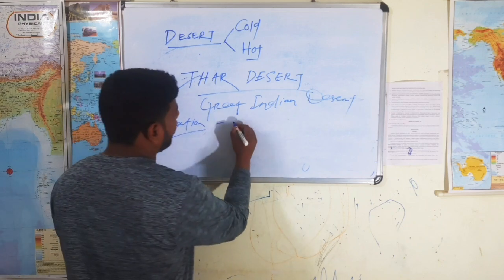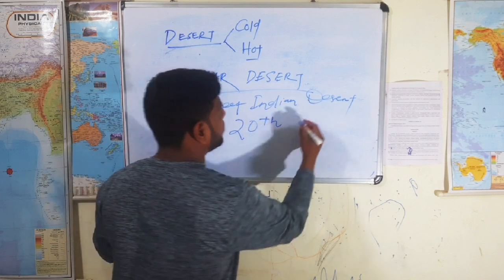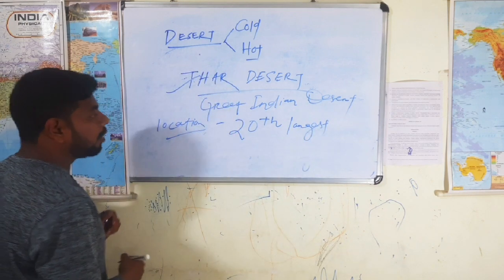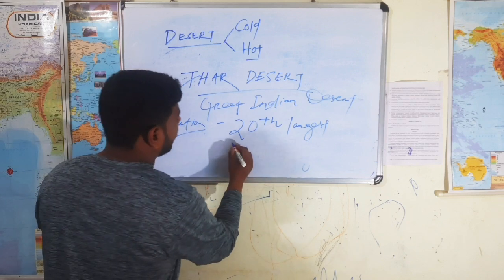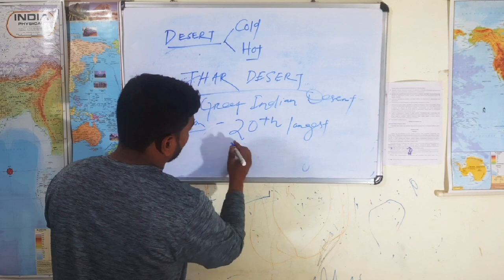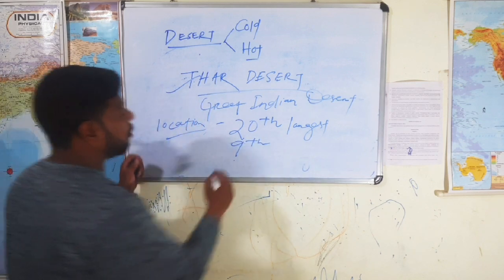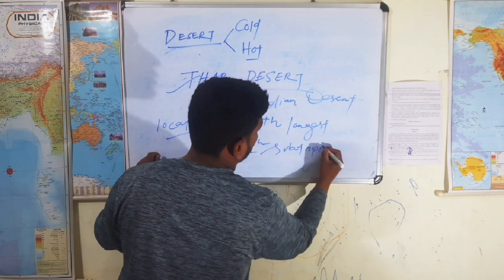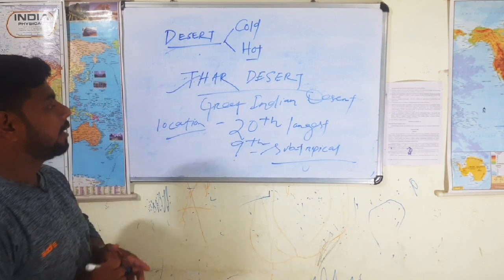In fact, the Thar Desert is the world's 20th largest desert, and in terms of hot or subtropical deserts, it is the 9th largest subtropical desert of the world. Here is one of the words I used, guys: subtropical. Do you know that? What do you mean by that?